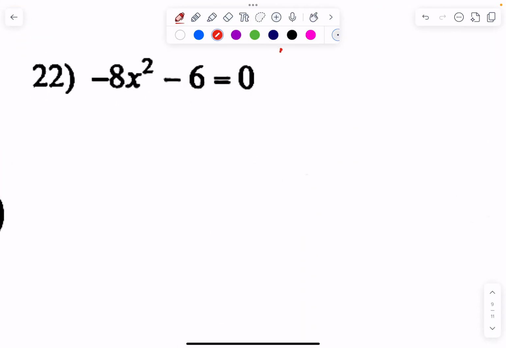Again, because it's shifted format, we can just solve for x. So we'll first add 6.